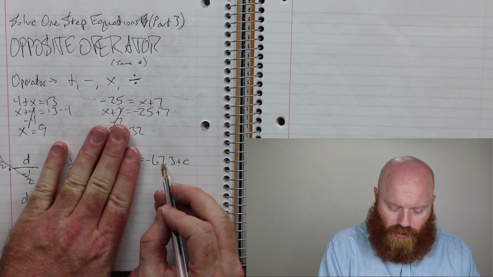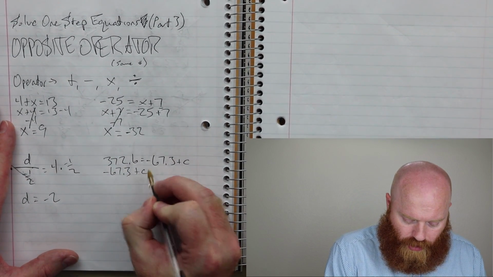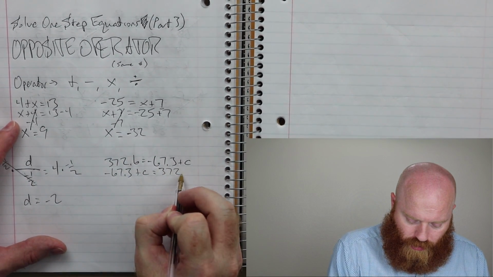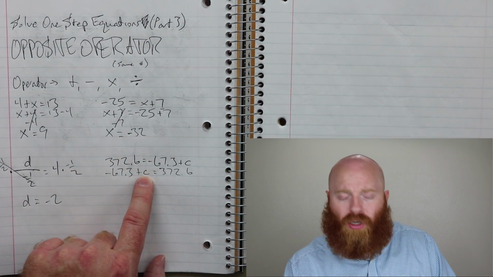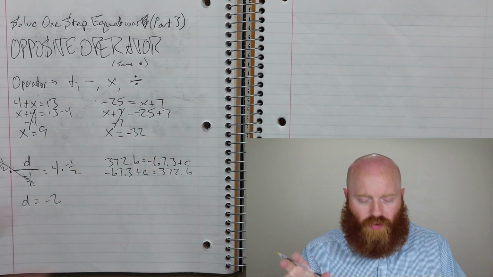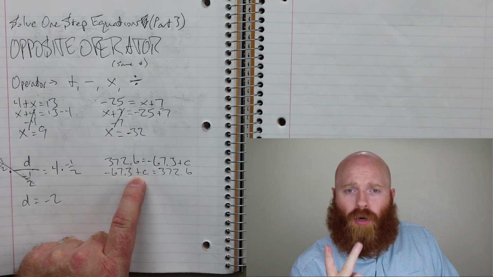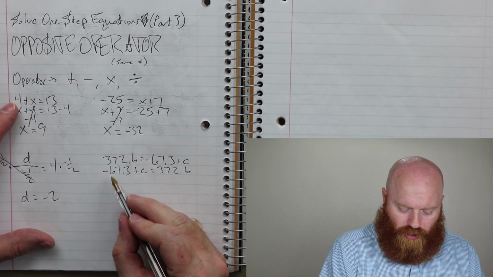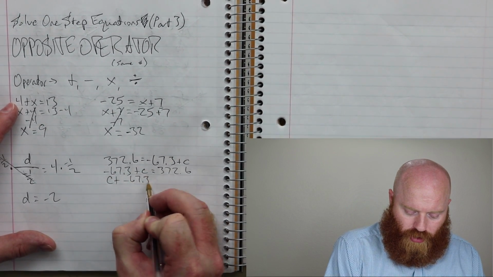So negative 67.3 plus c equals, and I'm going to put this number on the other side, 372.6. Now I notice my unknown quantity is still not in the right spot. I need it to be all the way to the left. So I still need to do the commutative property of addition and switch these two numbers. Instead of negative 67.3 plus c, I have c plus negative 67.3.